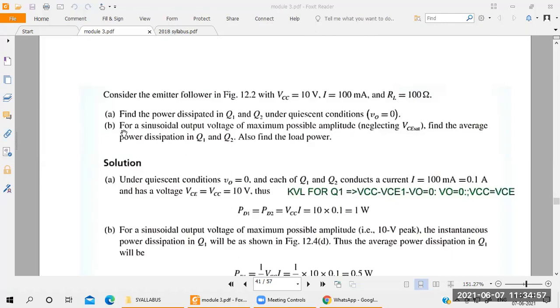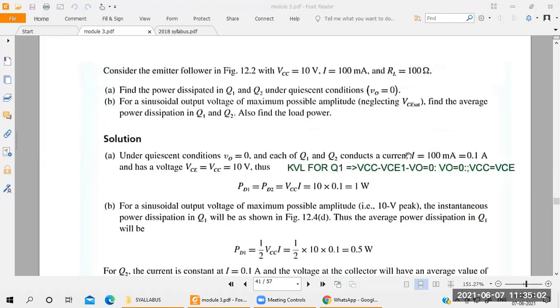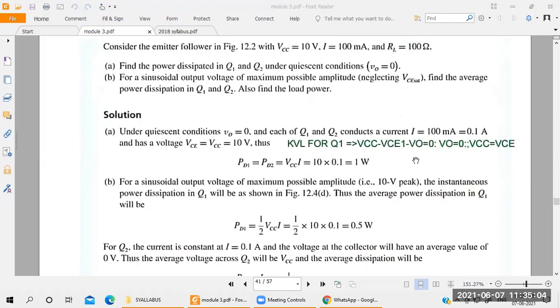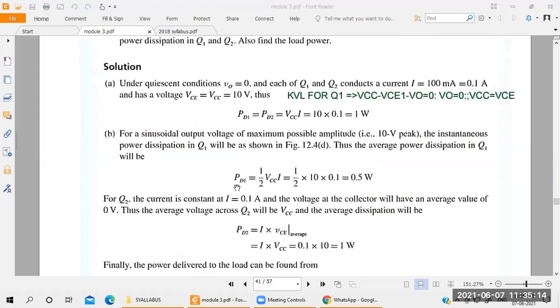Second question. In the second question, what is given here? Neglecting VCE saturation. You have to neglect the VCE saturation here. If you neglect the saturation, we can find out the maximum power dissipation for the first and second transistors. Take the first transistor power; here we can take the average power, because we are neglecting the saturation voltage.